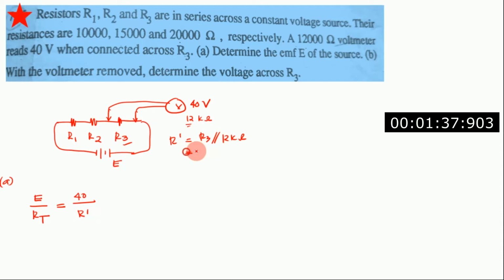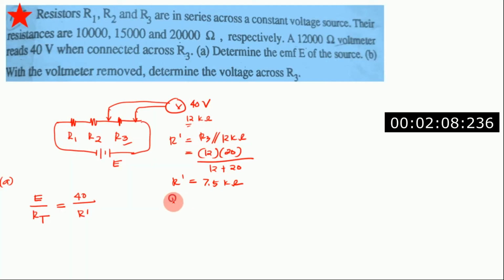So we can solve it by using our idea of parallel resistors. We multiply the numerator: 12,000 ohms times 20,000 ohms, or 20 kilo ohms, divided by the addition of the two, so that will be 12 plus 20. If you have your calculator, you will get the value of 7.5 kilo ohms for R prime.